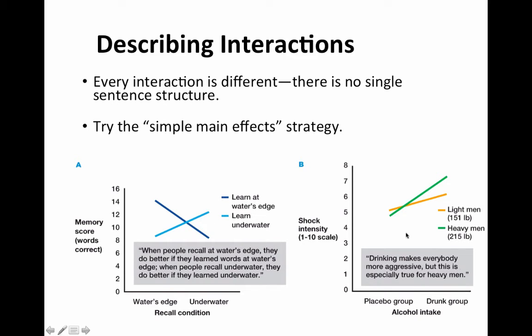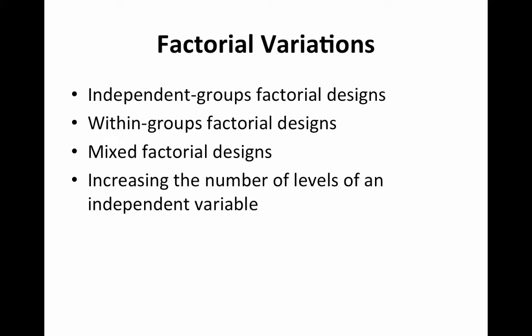A little different way of doing it is the results of this aggression and alcohol study. And the interaction here says drinking makes everybody more aggressive, but this is especially true for heavy men. And you can see that describes this interaction here. So you just tell the story in the best way that you can, and that's what you do for describing the main effects and the interactions. So we talked about what the main effects and interactions are and how to describe them.